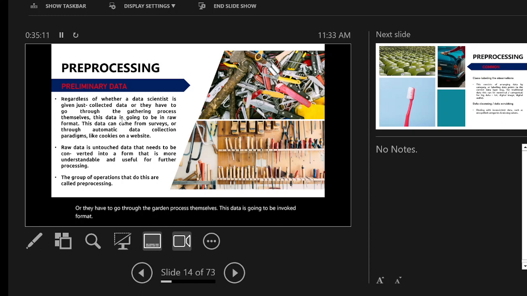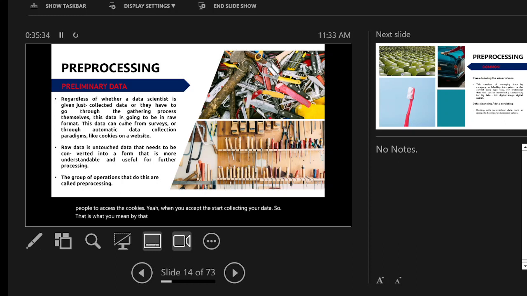This data can come from surveys or through automatic data collection, perhaps such as cookies. Cookies on websites, nowadays, when you visit a site, you are told to accept cookies. When you accept, they start collecting your data. So that is what you mean by that.